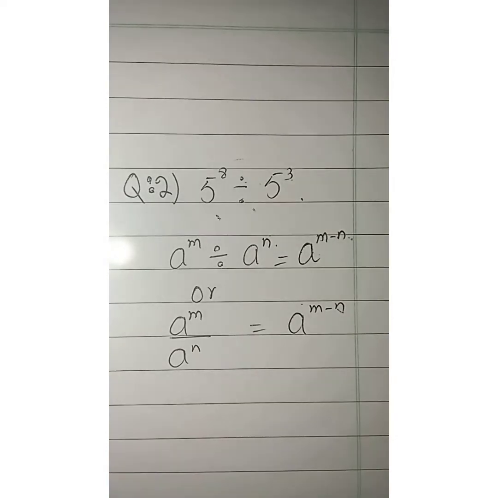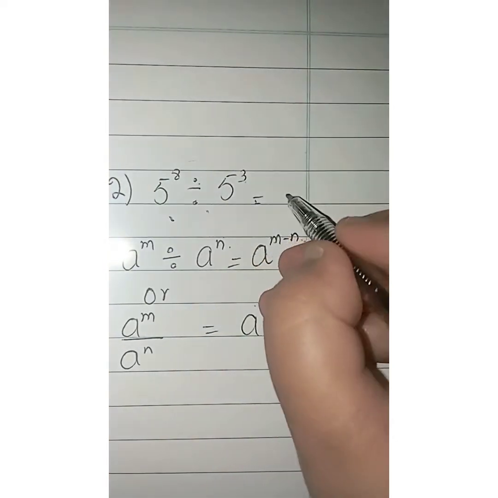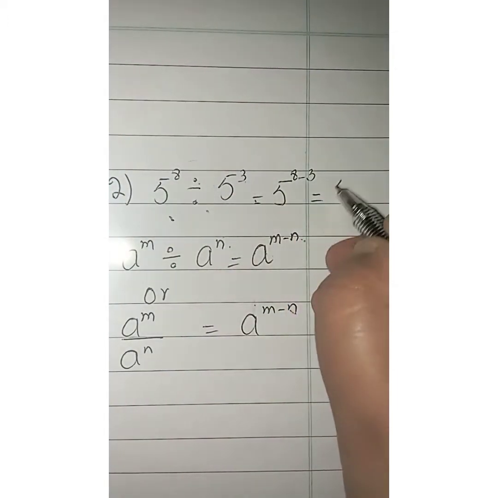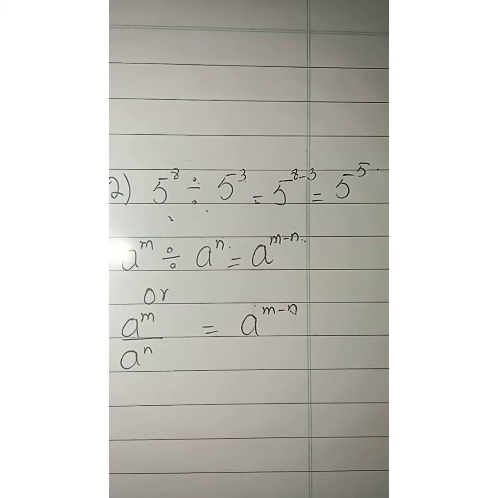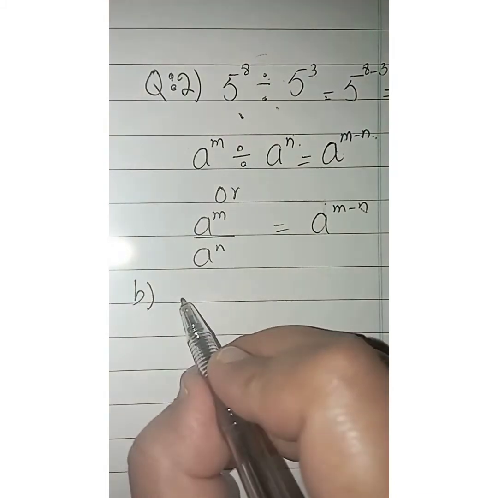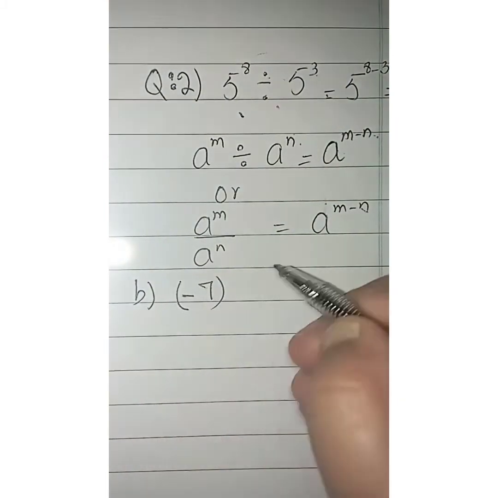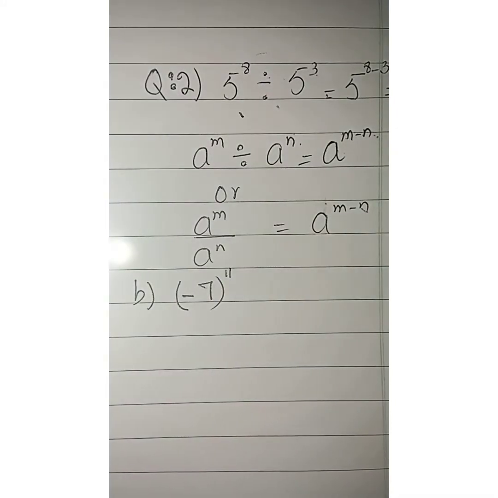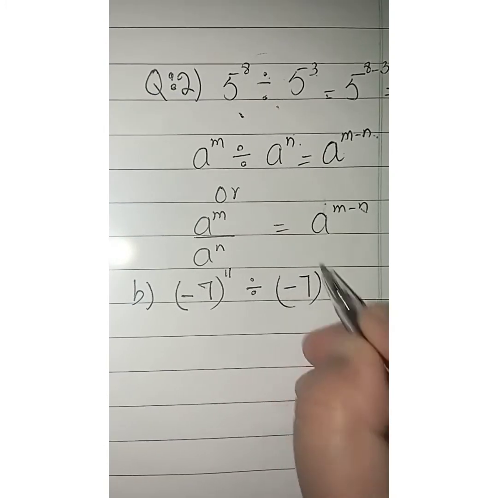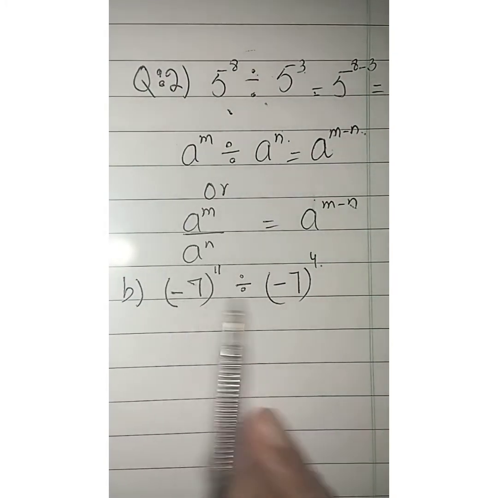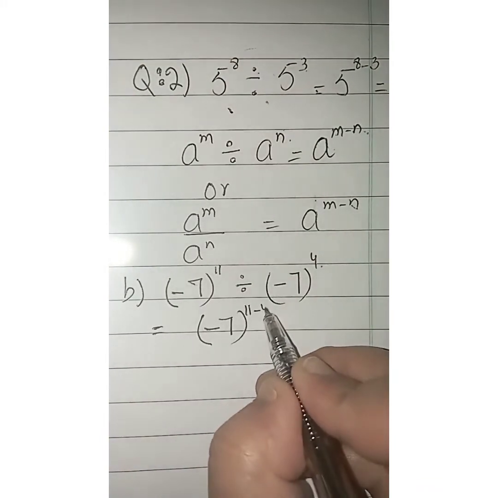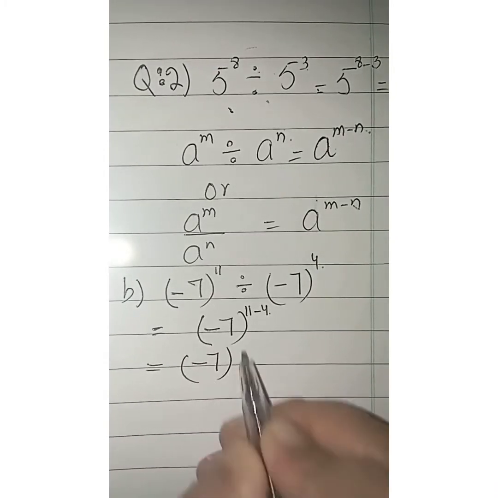Now let's solve this question. If we apply the rule, we will get 5 one time, and the powers 8 minus 3, so we will get 5 power 5. So this is the answer for the first part. Now let's move on to the second part, which shows the same concept, which is minus 7 power 11. This is exactly like the B part of question number 1, but in this case it is a division concept, divided by minus 7 power 4. Again the same bases are divided, so we will write the base one time, minus 7, and the powers will be subtracted, 11 minus 4, which is minus 7 power 3.